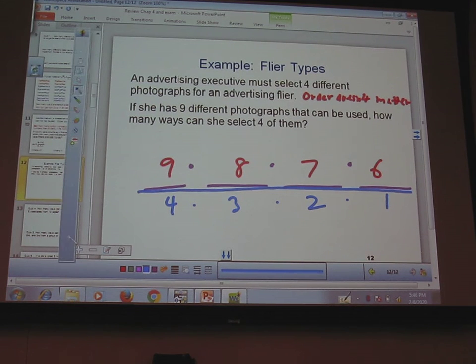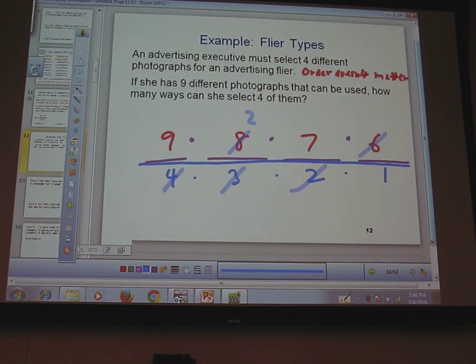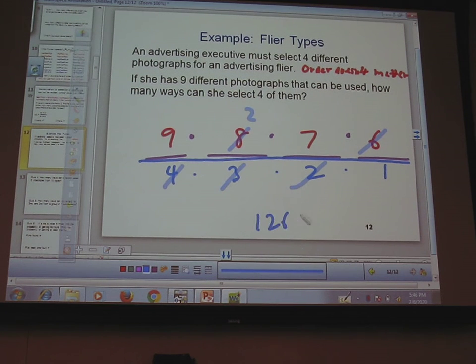And then obviously multiply them and divide them. So let's see, 6. I'm going to cancel out those guys. That one too. So 63 times 2, 126. Good.